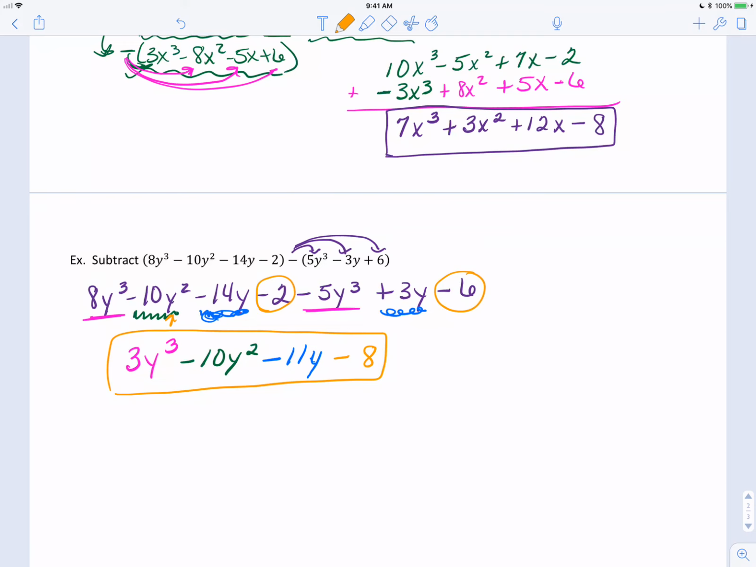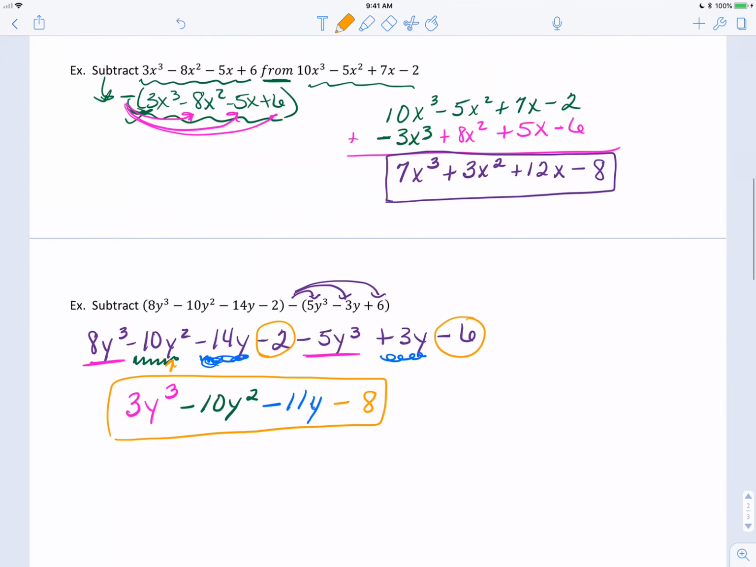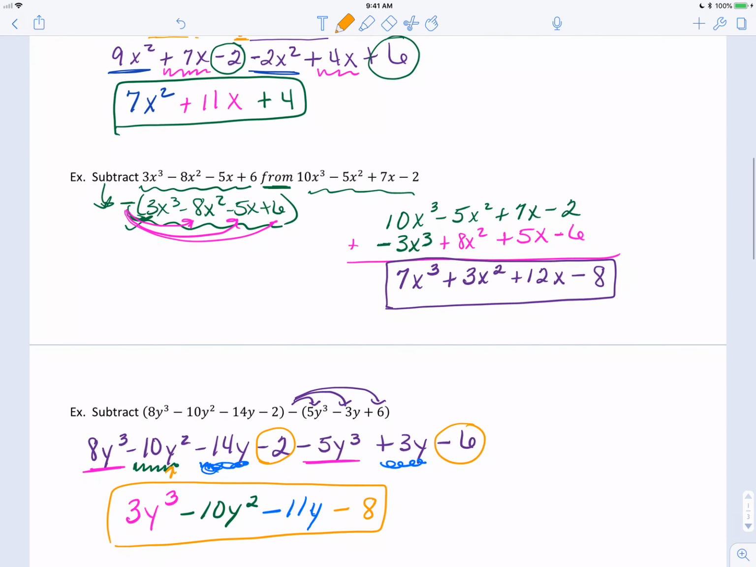So, that is it for addition and subtraction of polynomials. Hopefully you won't have too much trouble with that. Just remember to distribute that minus sign on that polynomial that's being subtracted.